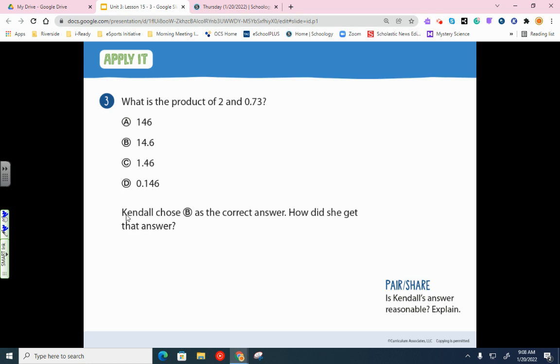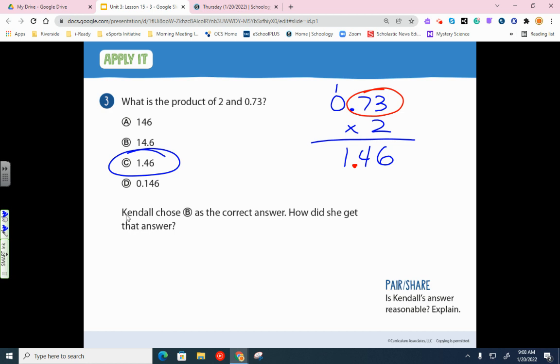Number 3, what is the product of 2 and 73/100ths? So product, of course, is the answer you get from a multiplication problem. Let's put 73/100ths times 2. Got 6, 14, 1. We've got 2 decimal places here, so we'll do it there. And it looks like our answer is C.